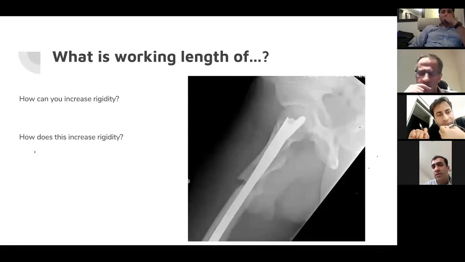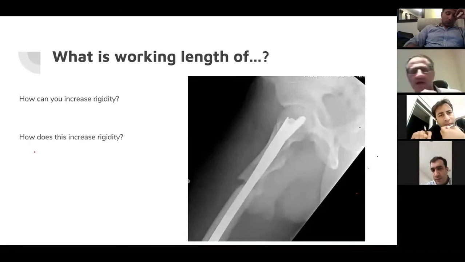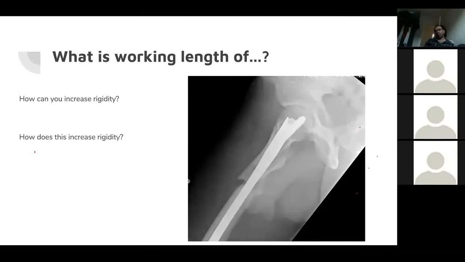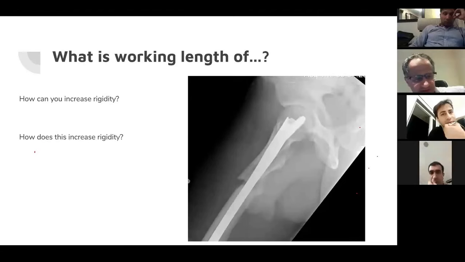There's another bigger factor why increasing the size of your nail. The diameter, yes, to the power of 4. Is it the diameter or the radius? Radius, sorry, radius. Correct. Anything else we can do to this? A better alignment and a better reduction of the fracture fragments. That's exactly the same conversation we had for the external fixator. Yes. What else?